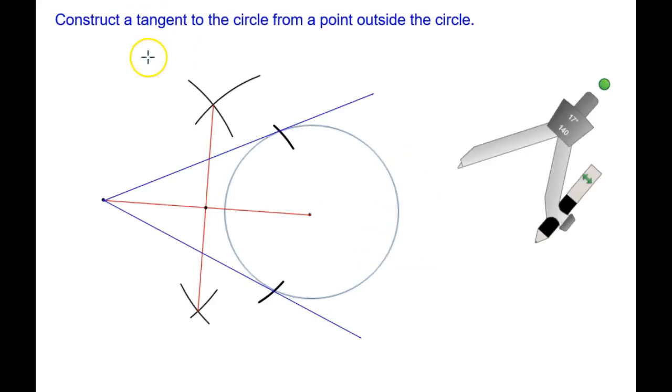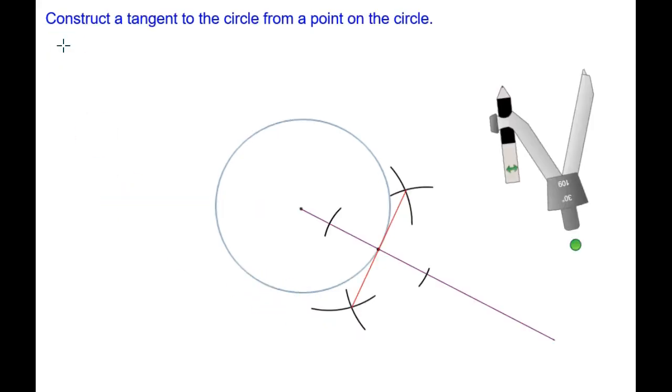Just to quickly review each of these constructions, to construct a tangent to the circle from a point outside the circle, first thing, make a segment going from the point outside the circle to the center of the circle. Construct the perpendicular bisector. Once you have the perpendicular bisector constructed, place your compass on the midpoint. Adjust it so it extends to the center of the circle. Construct these two arcs. Once you have those arcs constructed, then you need to go to your point on the outside of the circle, construct rays that go from this point through these intersections, and those are going to be your tangents to the circle.